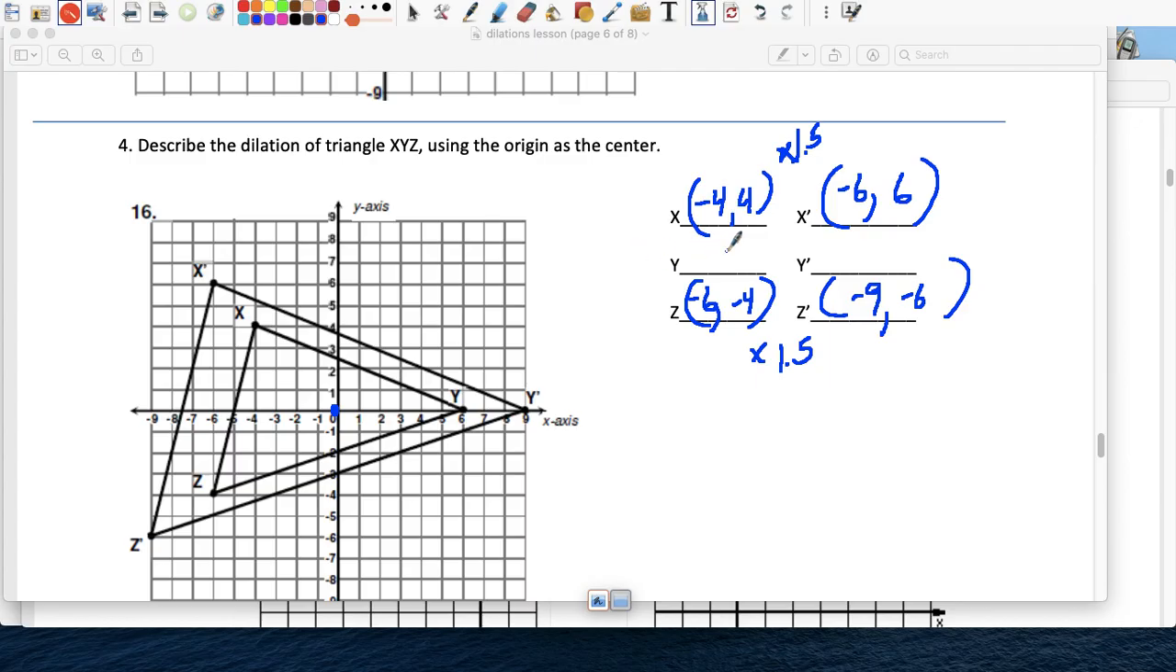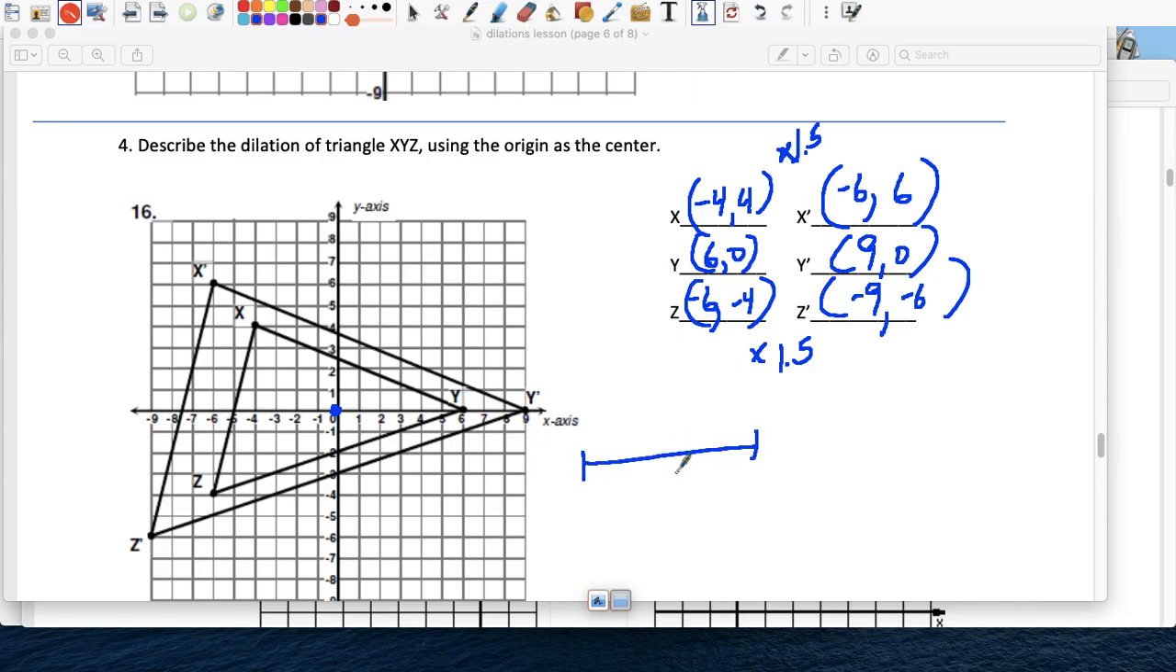Point Y is, so think about this, this is easy. If you're at the center of dilation, which is 0, 0, to go to Y, you go 6 to the right, so it'd be 6 and 0, right? So what is 6 times 1.5? Well, 6 times 1 is 6, plus half of 6, which is 3. It's going to take us to 9. So, yeah, 9 and 0. Right?